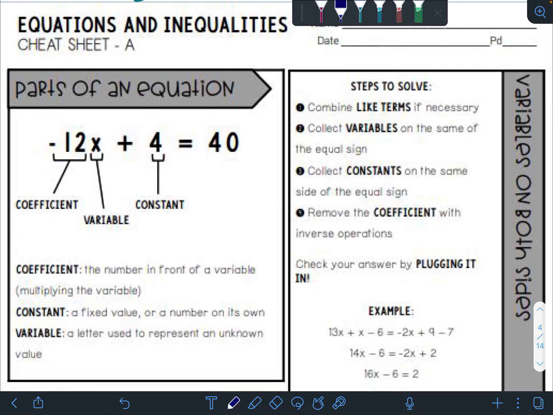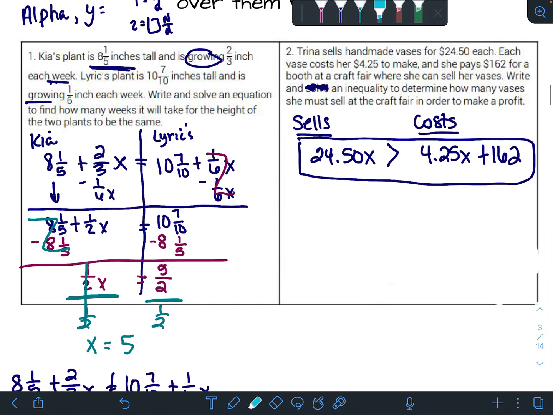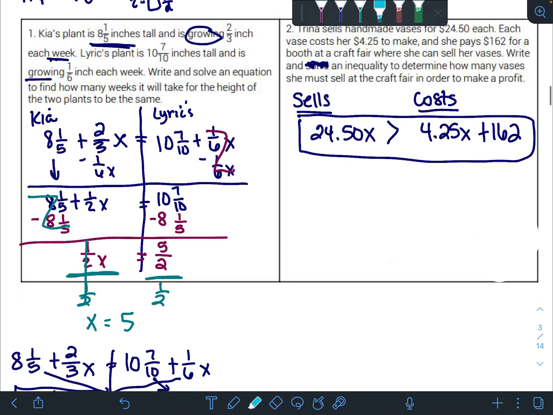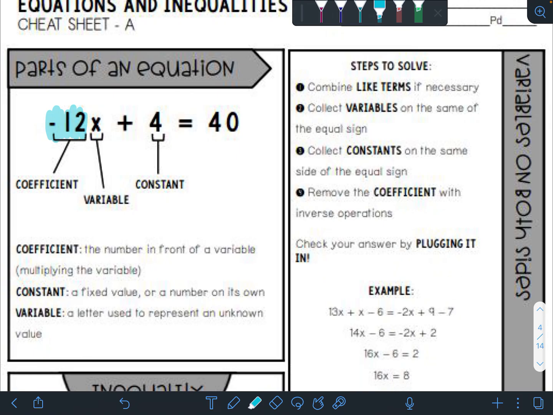So our coefficient is the number that is attached to our variable. It's the co-pilot. It's the thing that is in front of the variable. It's usually what your rate is. So for example, it was like that 2/3 inch each week, or the 1/6 inch each week. That is my coefficient. My variable is the unknown. For example, in that problem up there, it was how many weeks.